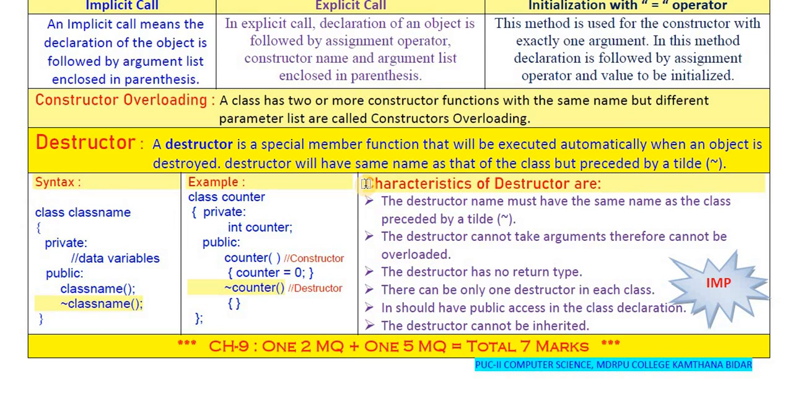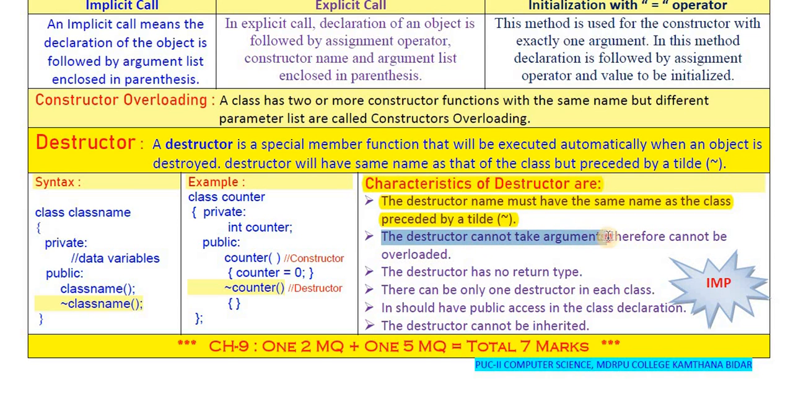And the last topic, so this is very important. A 5 marks question will come in examination: What are the characteristics of destructor? So the destructor name must have the same name as the class preceded by a tilde symbol. So here also the first point is the destructor name should be same as the class name, but it should start with a tilde symbol.